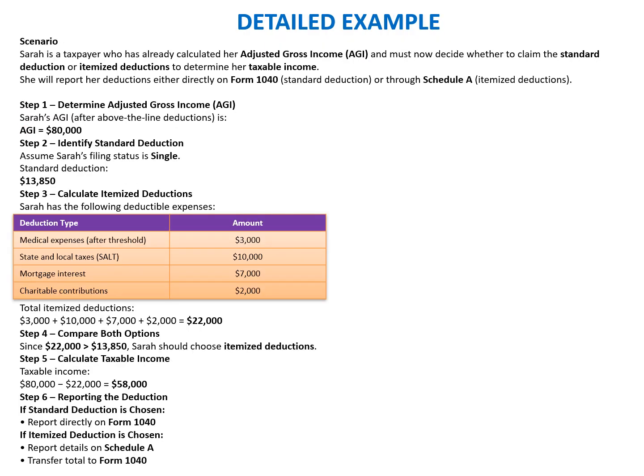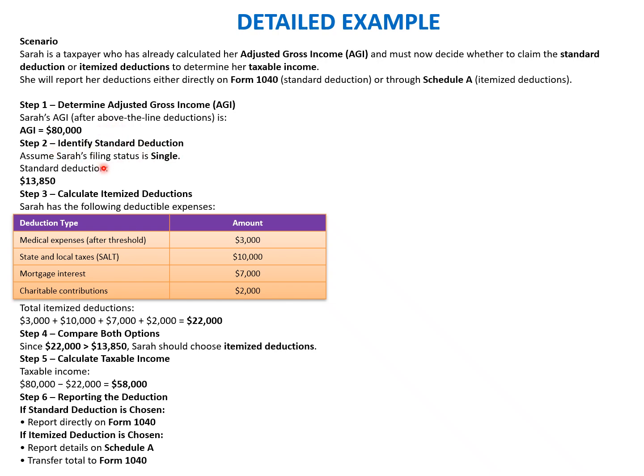Okay, now we'll talk about a detailed example, whereby we are going to understand how an individual can claim either the standard deduction or the itemized deduction. So we have a scenario: Sarah is a taxpayer who has already calculated adjusted gross income and now decides whether to claim the standard deduction or the itemized deduction. So step one, determine the adjusted gross income. We have an adjusted gross income of $80,000.